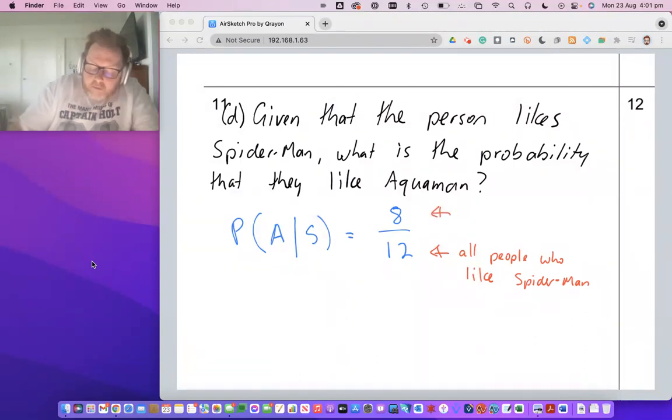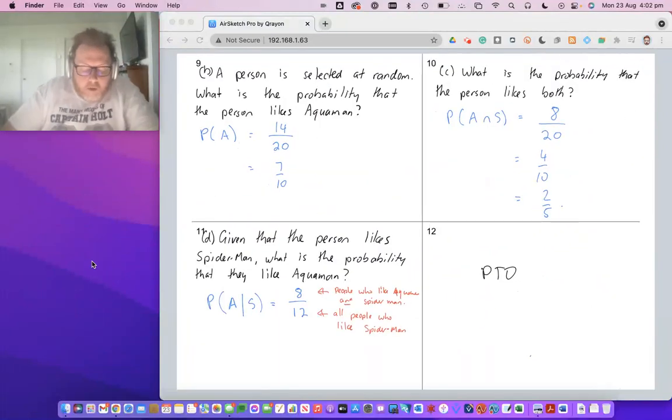And 8, because they're people who like Aquaman. Oops, that should be a capital A. Who like Aquaman and Spider-Man. Okay, so that's basically how we do conditional probability. It's as easy and as hard as that.